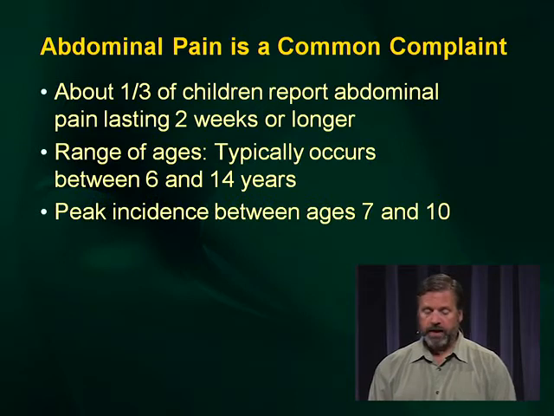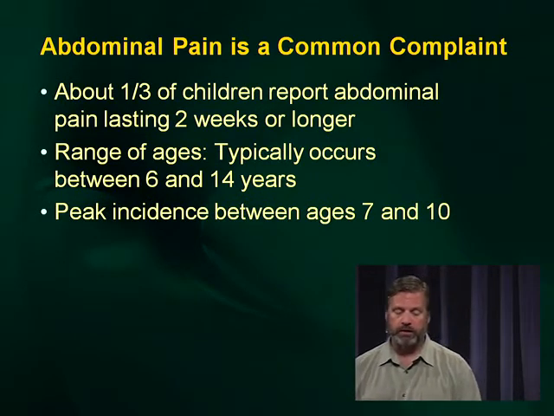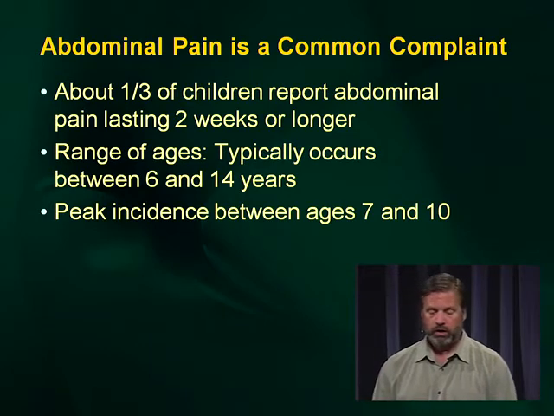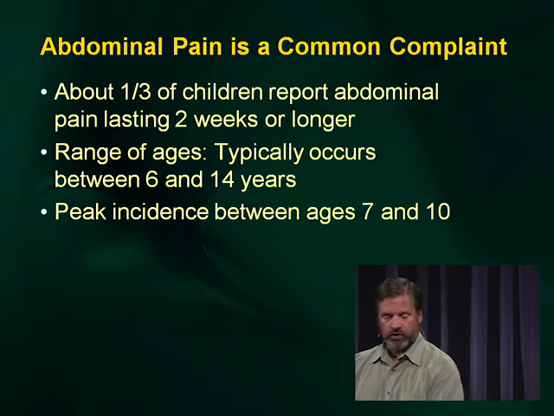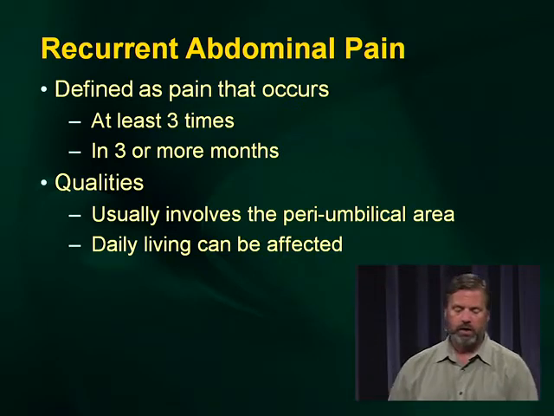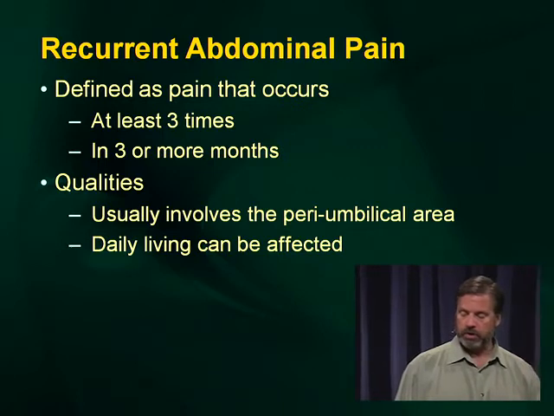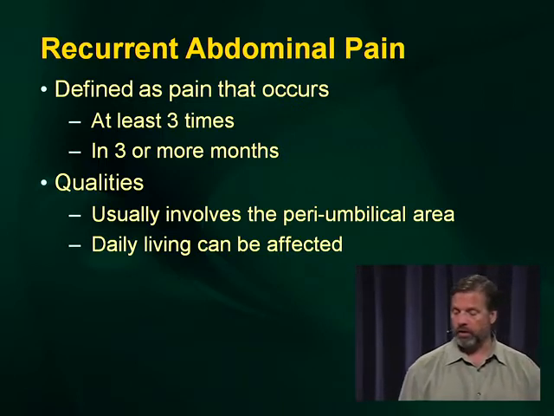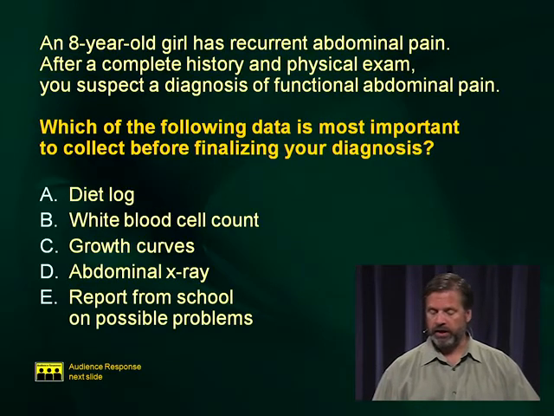All right, recurrent abdominal pain, incredibly common. About a third of children report abdominal pain that lasts for 2 weeks or longer. There are a range of ages, but it typically occurs between 6 and 14, with a peak incidence between 7 and 10. And it's defined as pain that occurs at least 3 times in 3 or more months. It usually is described as around the umbilicus by the patient, and it can affect the activities of daily life. So it's a real pain.